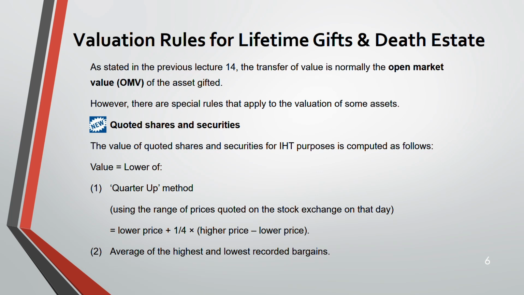Whichever, the quarter up method or average method, whichever is the lower is the value of the quoted shares and securities. That is the open market value for quoted shares and securities. Because it's quoted, they will give you the price.